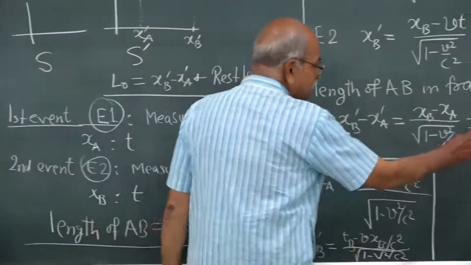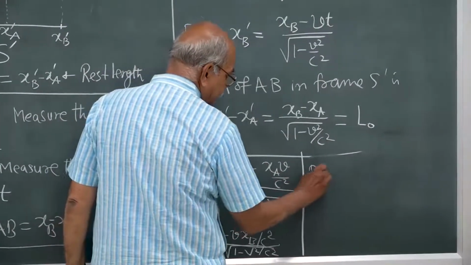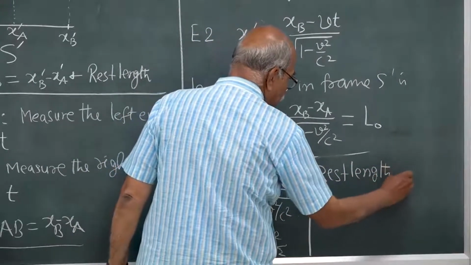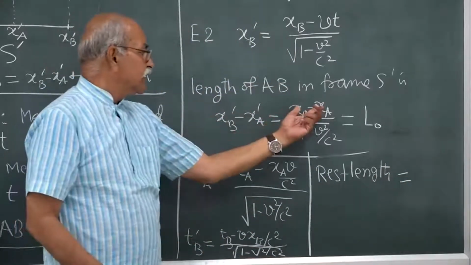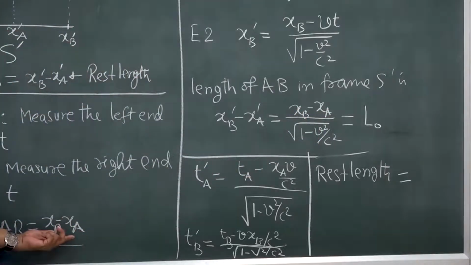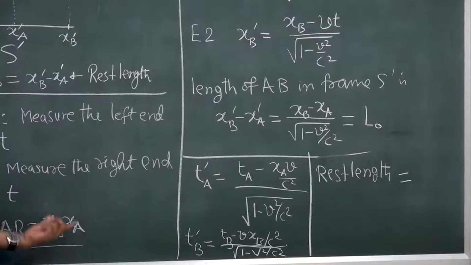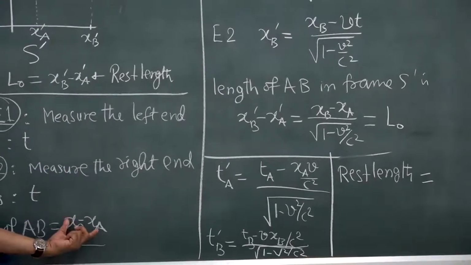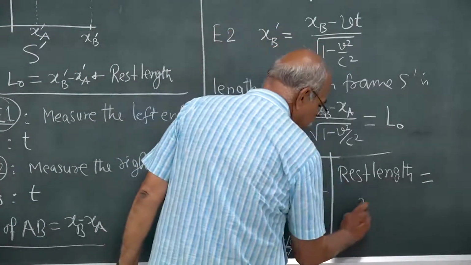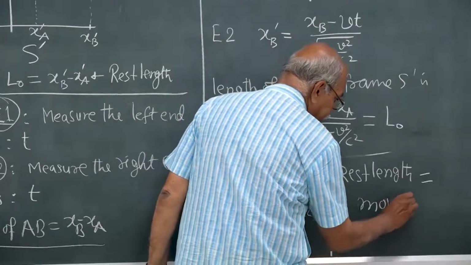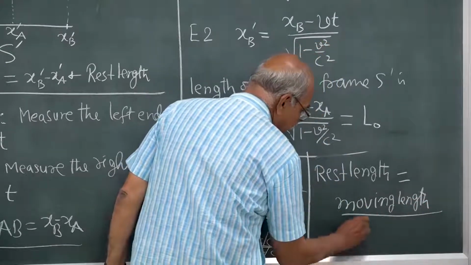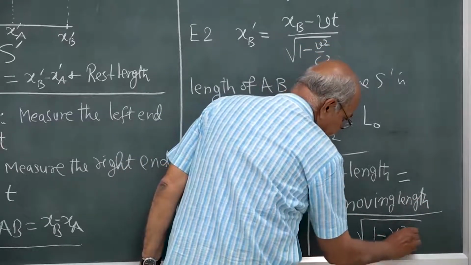This is rest length. So, rest length is equal to, and this is moving length. xb minus xa, this is moving length. xb minus xa is the length measured from a frame in which this length was moving. So, rest length is equal to moving length divided by square root of 1 minus v square by c square.